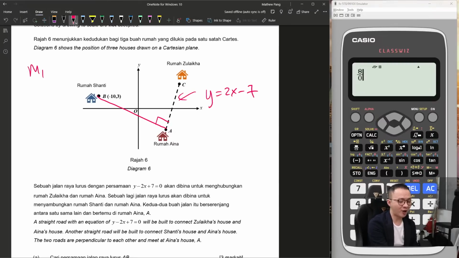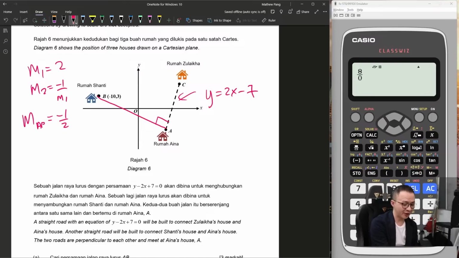So our M1, the first gradient, is 2, right? So to find M2, it is negative 1 over M1, the formula. So negative 1 over 2. This is the gradient of AB. Then I want to find the equation of AB.